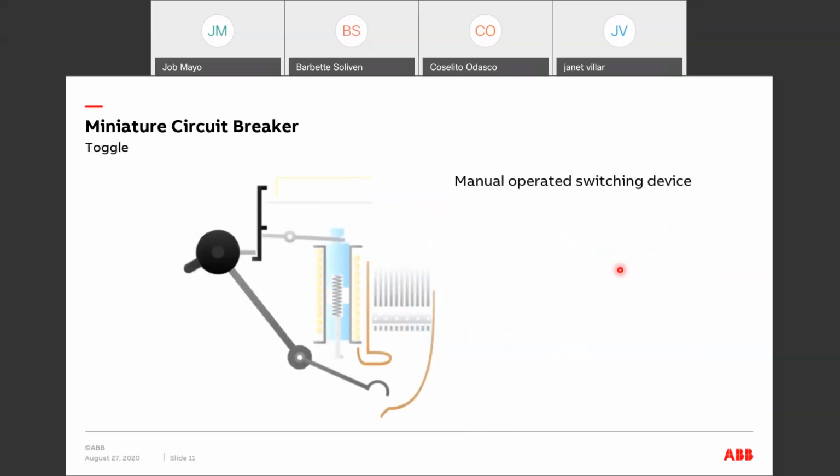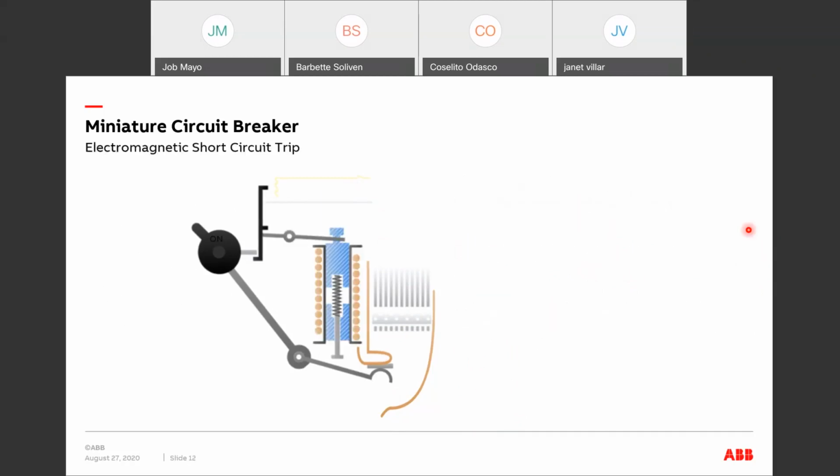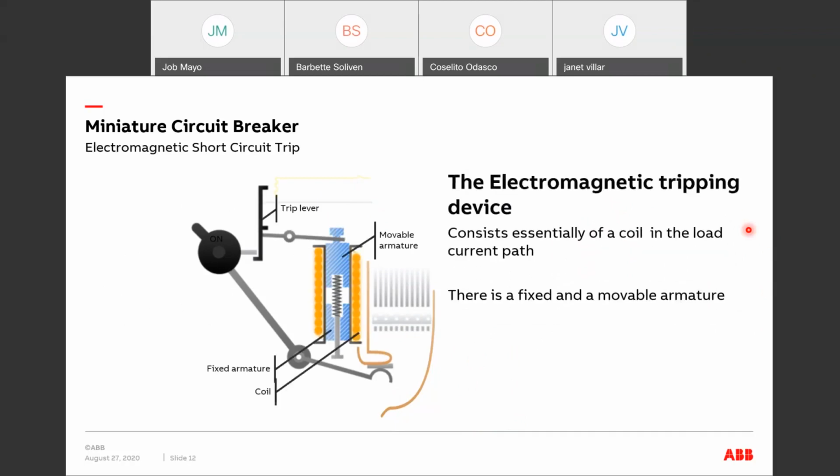Of course, the toggle is the manual operating switching device, which forces the contacts together or apart. The idea is for free tripping release, which is basically an inherent function of ABB miniature circuit breakers, is basically a mechanism that prevents reclosing if the fault is still present. So again, this is what you need to look for in the specification: free tripping release, and of course the bimetal strip.